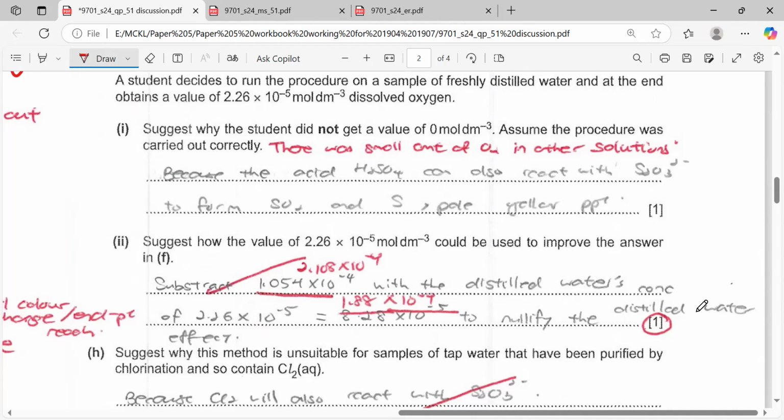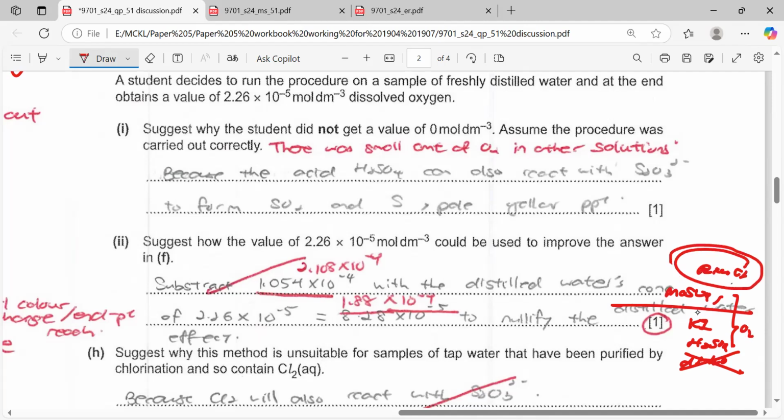This is to nullify not the distilled water, but rather the remaining three, which are the manganese sulfate, the potassium iodide, and the sulfuric acid. Because your distilled water, DH2O, they already say has no oxygen. So that means these three remaining reagents have some oxygen, and your river also has some oxygen. If you want a very accurate value of the river oxygen, you're going to subtract these three oxygen. So you need to do a subtraction.